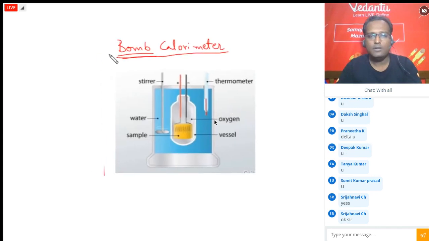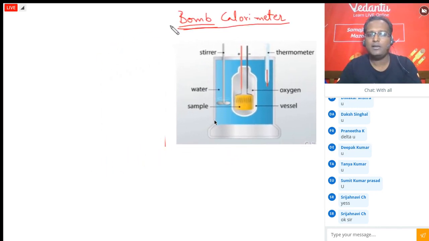Now, what is happening in this bomb calorimeter? What am I trying to do? The reaction happens inside the vessel. The vessel loses heat to the water around it, which is continuously stirred. Based on the temperature rise or drop of the water around the vessel, I can find out how much heat was lost to the water.